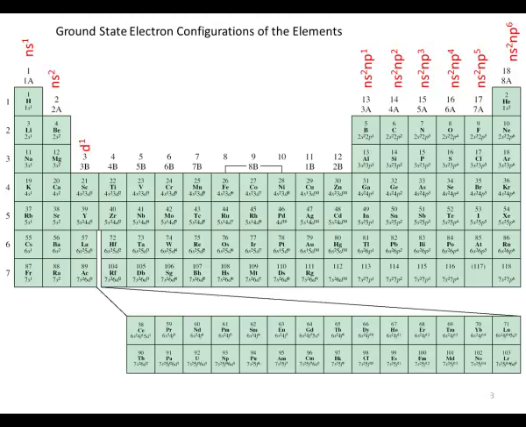The transition metals, the B groups, fill the d orbitals. There are 10 transition metals for the 10 electrons that can fill the d orbitals. 4f is the lanthanides. There are 14 of them, as there are 7 f orbitals. 5f are the actinides.